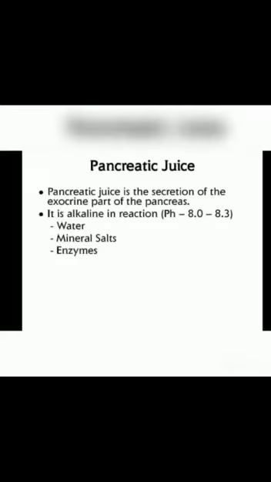Next we will see about the composition of pancreatic juice. Pancreatic juice is the secretion of the exocrine part of the pancreas. It is alkaline in reaction. Its pH is 8.0 to 8.3. It consists of water, mineral salts such as high bicarbonate, salts of sodium, potassium, magnesium, calcium and zinc, and enzymes like trypsinogen, chymotrypsinogen, pro-carboxypeptidase, pancreatic lipase and pancreatic amylase, etc.